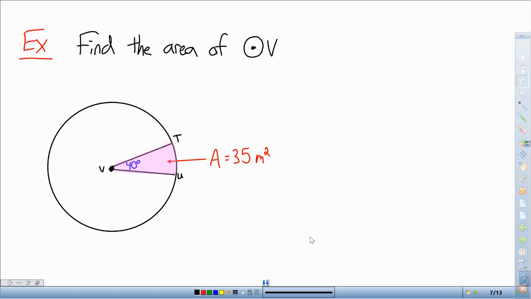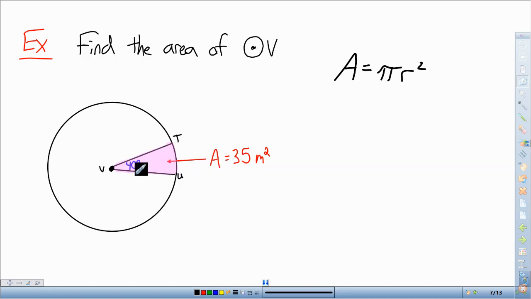Okay, so here's the first thing to realize. It says find the area of our circle, circle V. All right, sometimes it's represented this way. Okay, we want to find the area of the entire circle. Well, if you guys remember, to find the area of a circle, it's just pi r squared, right? All we need to figure out is the radius of our circle. They're not giving us the radius though. So that is our goal.